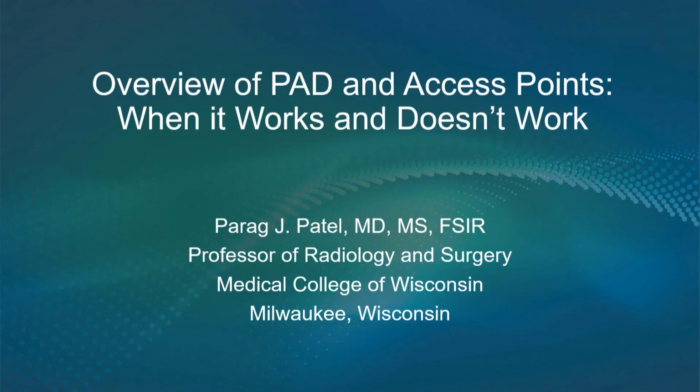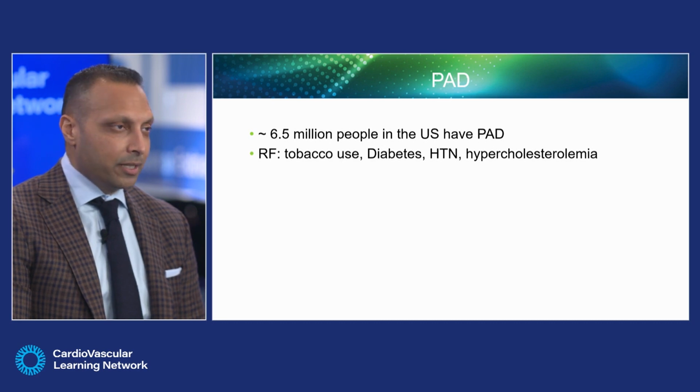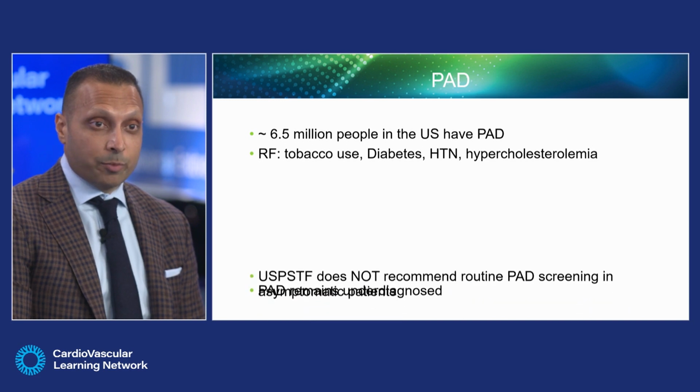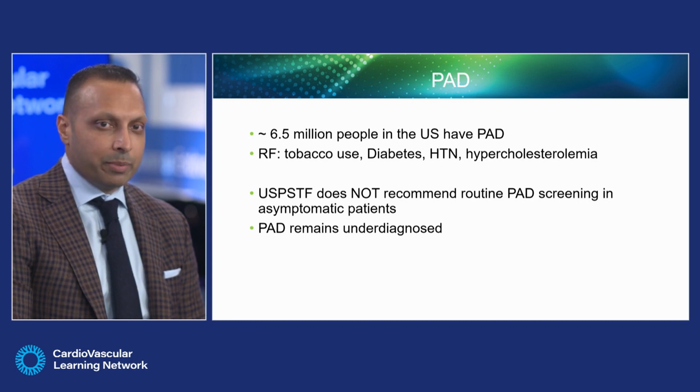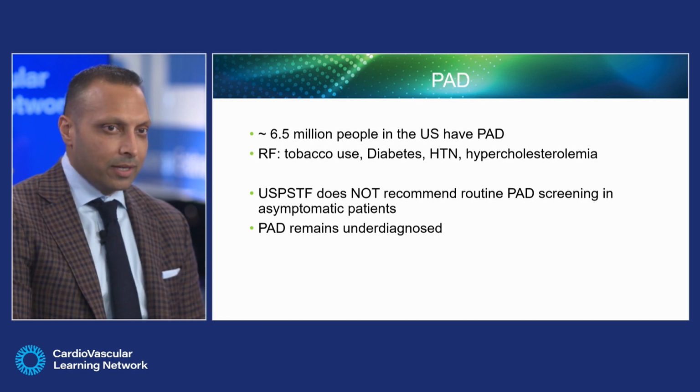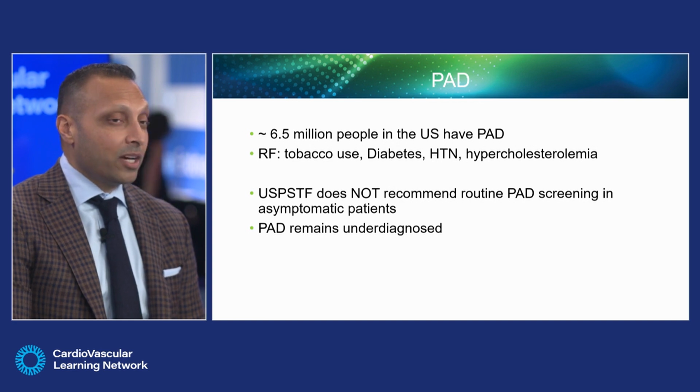So I'm going to set the stage a little bit for radial to peripheral, give you a brief overview. As you all know, 6.5 million people are estimated to have PAD in the United States, and that number is only growing. The risk factors are quite high. In fact, they're not going away with tobacco use, diabetes, hypertension, hypercholesterolemia, not to mention chronic kidney disease and obesity. And unfortunately, the U.S. Preventive Services Task Force does not currently recommend routine PAD screening in asymptomatic patients. So this means that PAD continues to remain underdiagnosed.